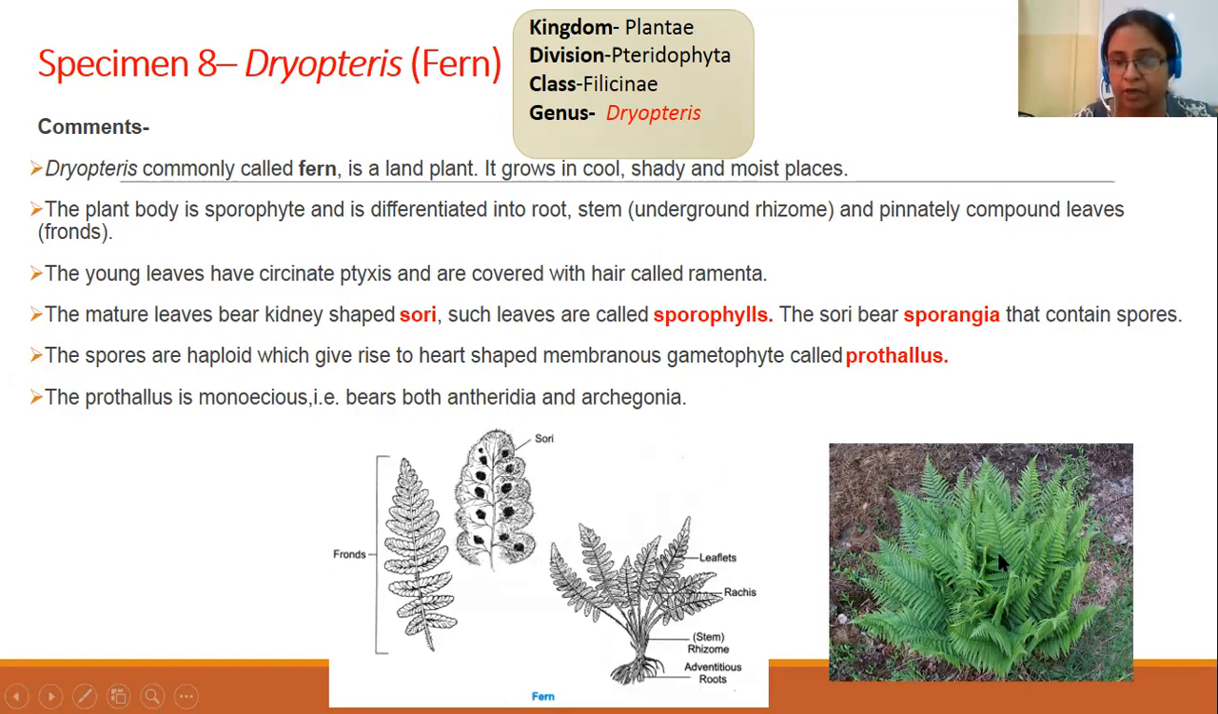It is a land plant. It is the first true terrestrial land plant which is found on the earth. It grows in cool, shady, moist places. The main plant body is the sporophyte. So this is the main characteristic difference. See, now the main plant body being sporophyte has begun.